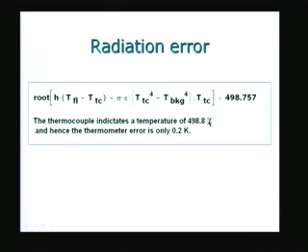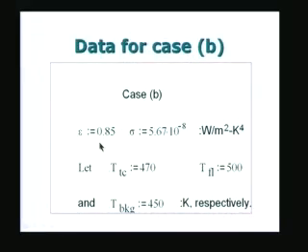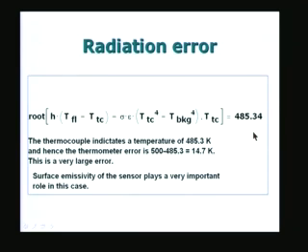This solution can be done by the Newton-Raphson method, and I get a value of 498.757, which is rounded off to 498.8, and the thermometer error is only 0.2. When epsilon equals 0.05, the error due to radiation is negligible. However, in case B, when all I do is change epsilon to 0.85, all other things being the same, and solve the same equation again, I get a value of 485.34, and the error is almost 15 degrees, 14.7 Kelvin. So the radiation error is very significant.